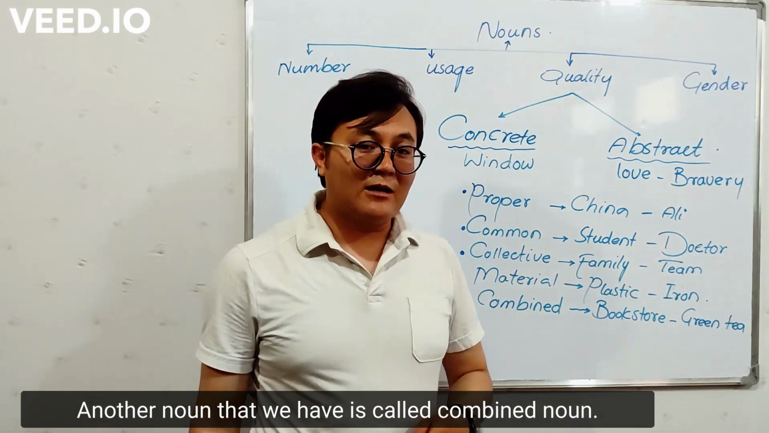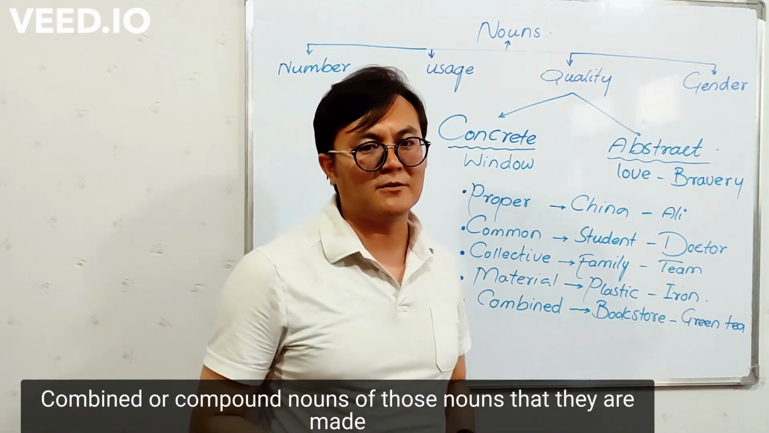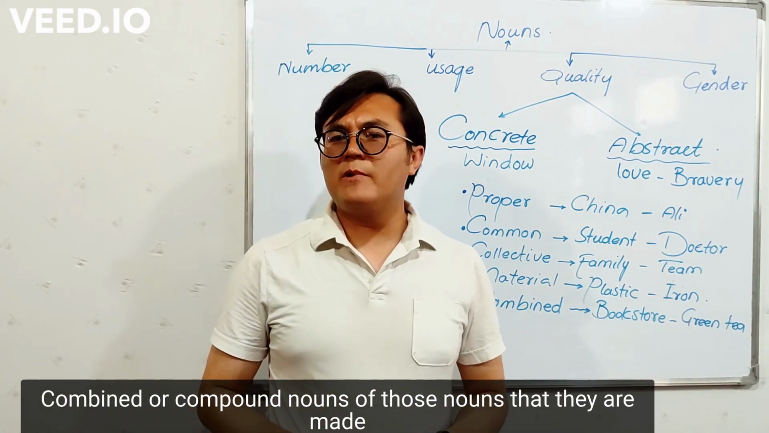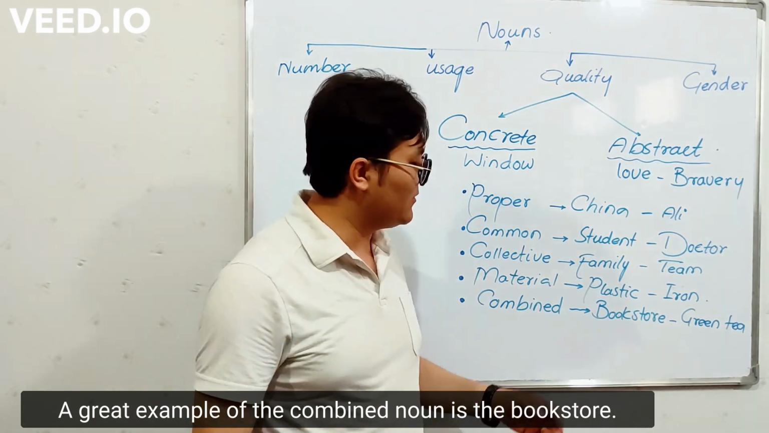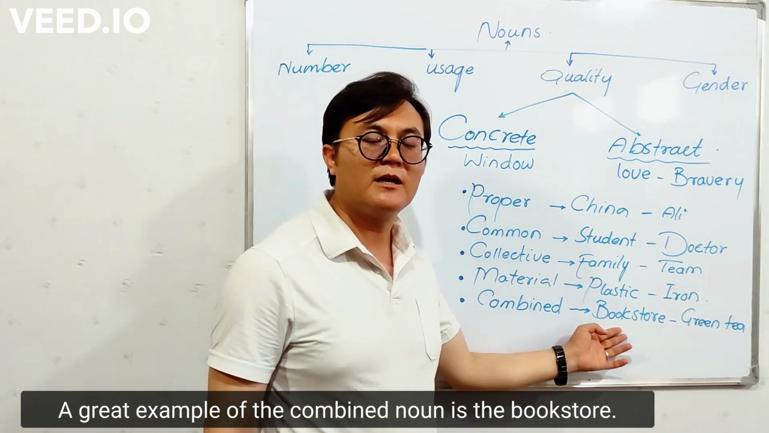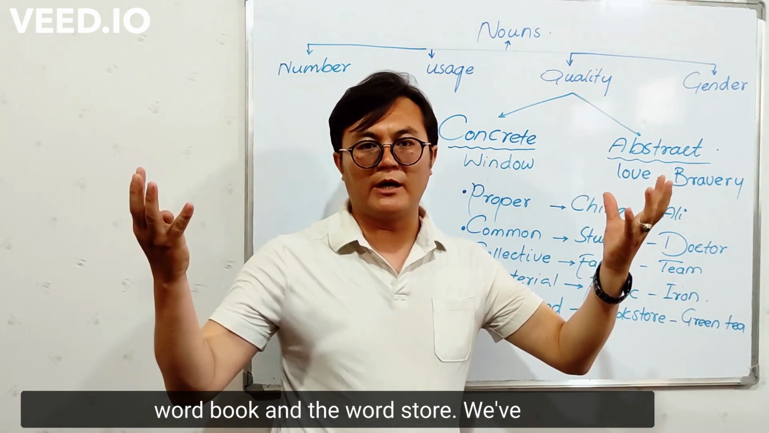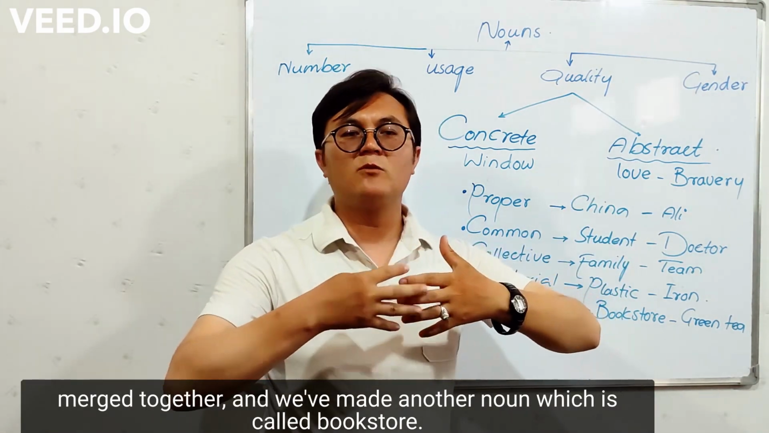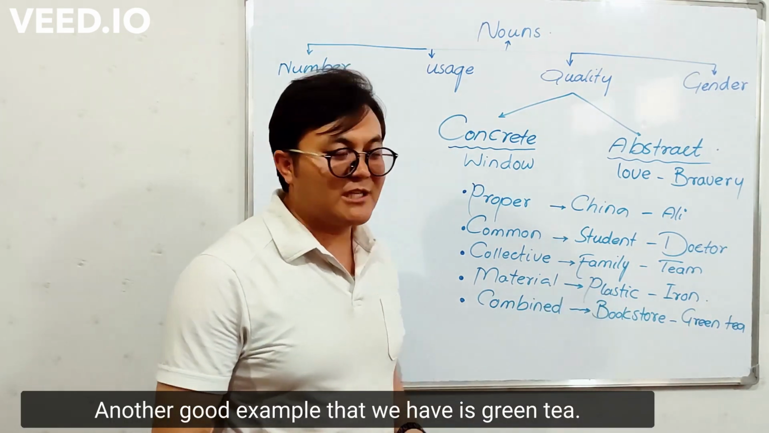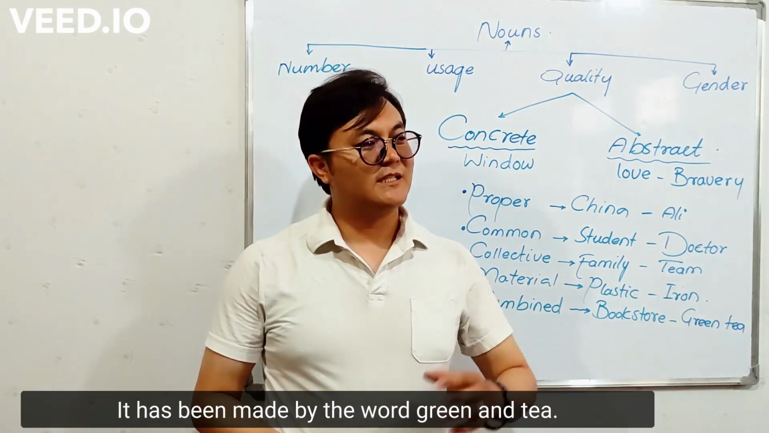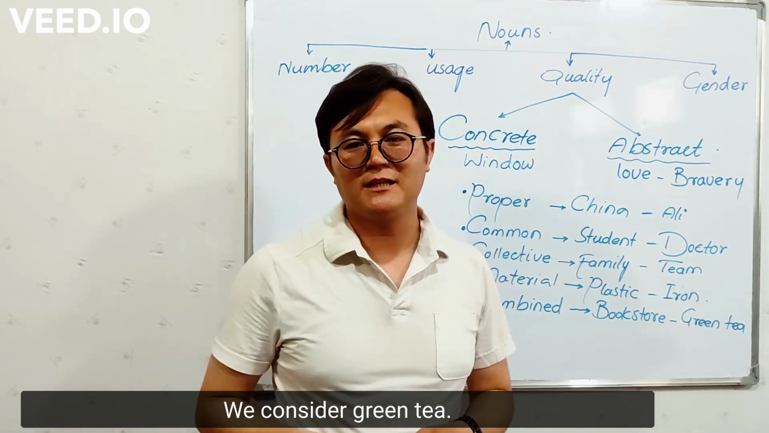The other noun that we have is called the combined noun. Combined or compound nouns are those nouns that are made by the combination of two or more words. A great example of a combined noun is bookstore. Bookstore is made of two words, the word book and the word store. We've merged them together and made another noun which is called bookstore. Another good example is green tea. It has been made of the words green and tea. We consider it a combined noun.